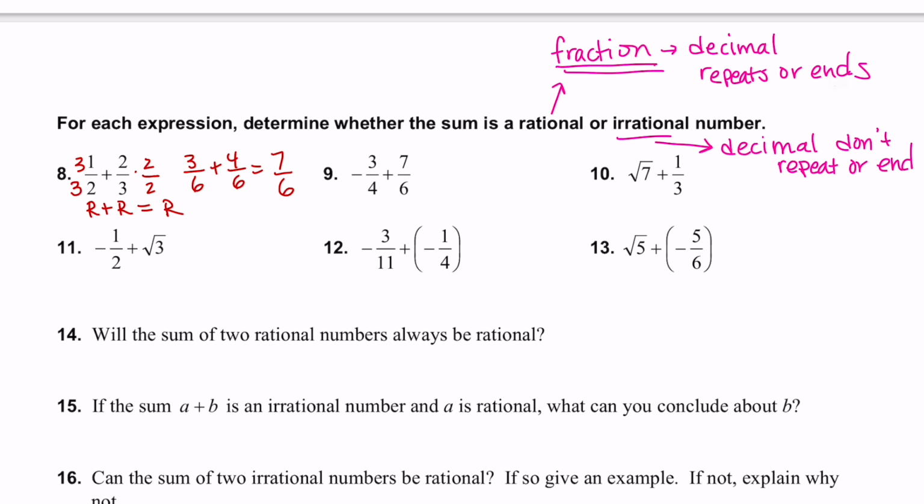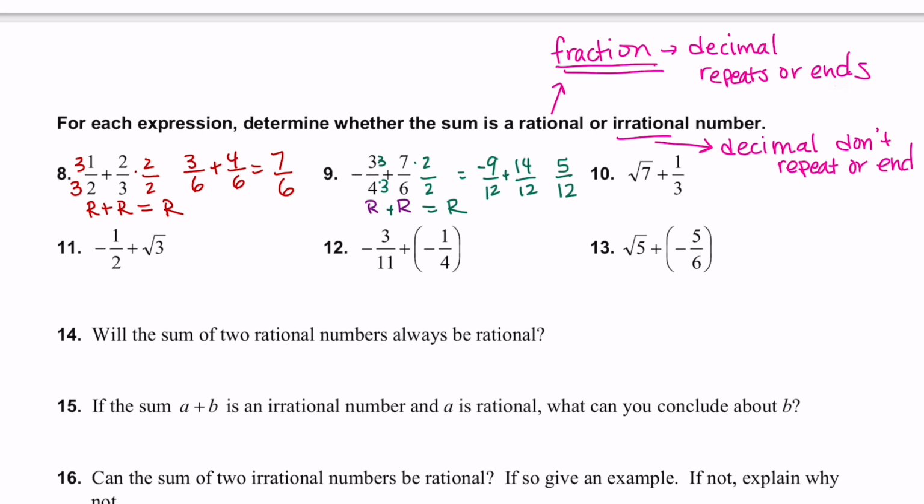Number 9, I have a rational number, it can be written as a fraction, plus a rational number. When I combine these, I need to get a common denominator. Both 4 and 6 go into 12. So I'm going to times the top and the bottom by 3 on the first one, and the top and the bottom by 2 on the second fraction. This gives us -9/12 plus 14/12. 14 minus 9 is going to give me 5/12. Keep the denominator the same at the top. So a rational plus a rational equals a rational number again.